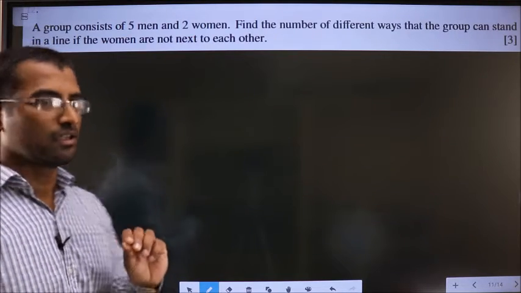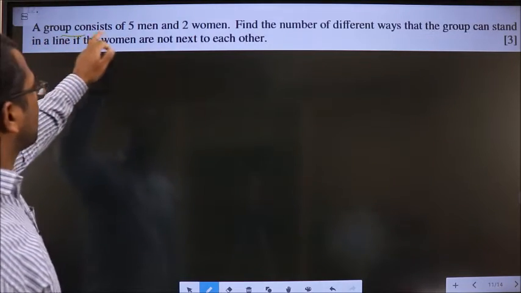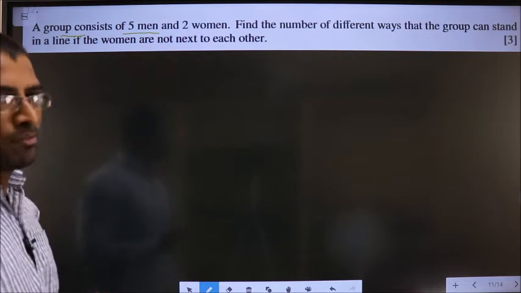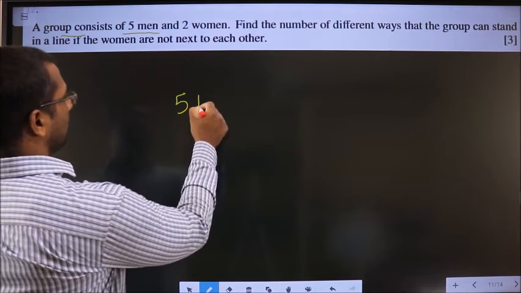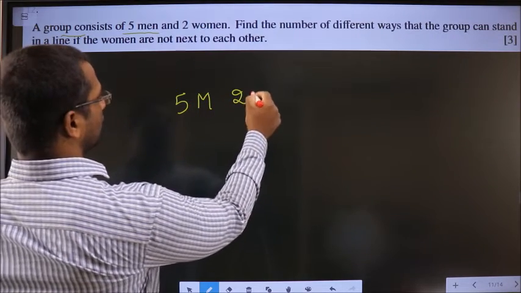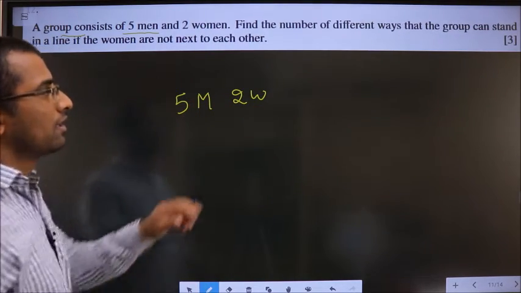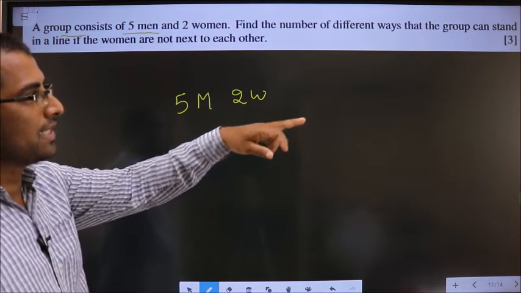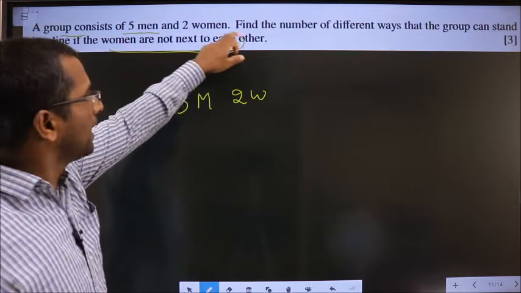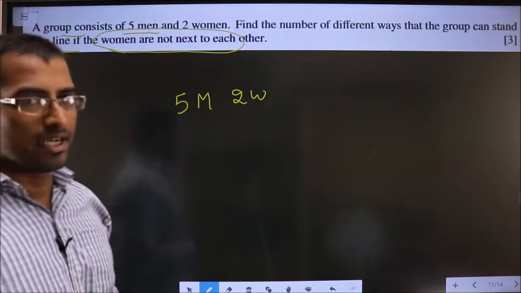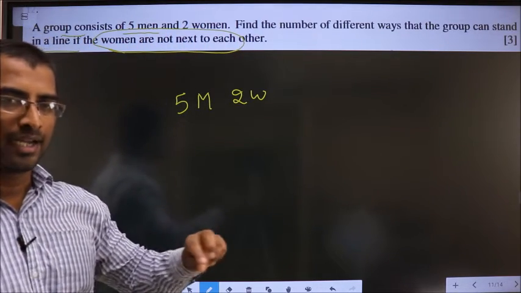Question 1. A group consists of 5 men and 2 women. Whenever you come across information, write it down. 5 men, 2 women. Find the number of different ways that the group can stand in a line if the women are not next to each other. They are standing in a line.